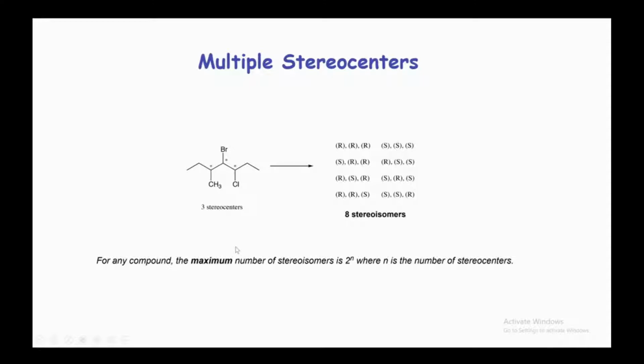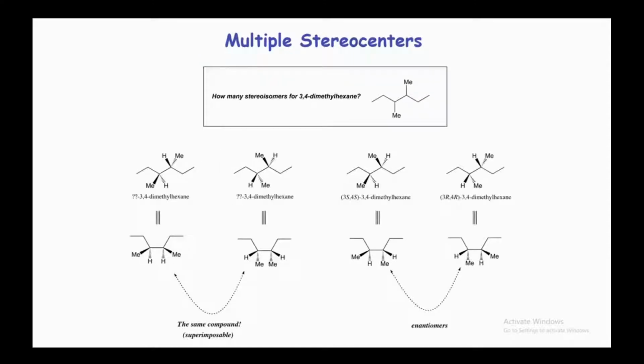The quickest way to find out how many stereoisomers will be possible for a certain chiral compound is the formula 2 power n. If there are 3 stereocenters, then we put the value of n equal to 3. Then we multiply 2 times 2, which is 4, and then 4 times 2 is equal to 8. Hence, if a compound contains 3 stereocenters, it is going to have 8 stereoisomers. That is the formula 2 power n, to find out quickly how many stereoisomers will be possible.